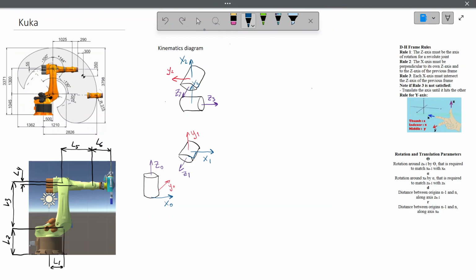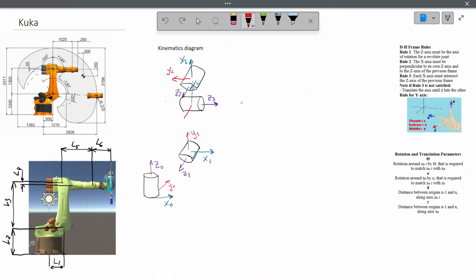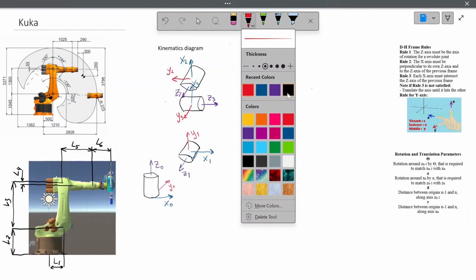And as this part is rotated from here, it doesn't really matter from where we rotate this part, from here or from here. It will rotate the same way, so that's why we can move it to here and nothing changes. Next, based on the next rule, we draw the y-axis. This is our y3. Move to the next joint.